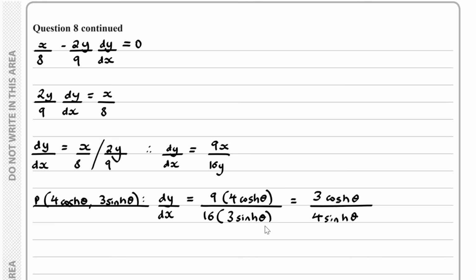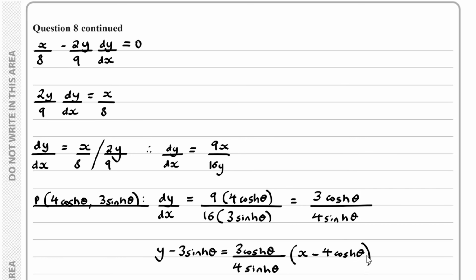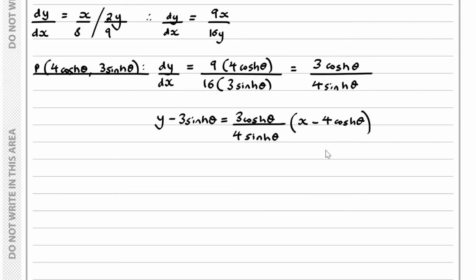And we can now find out the equation of the tangent to H at P. We have y minus y1, so we have y minus 3 sin theta equals 3 cos theta over 4 sin theta lots of (x minus 4 cos theta). Okay, so hopefully everything we've done so far isn't complicated.